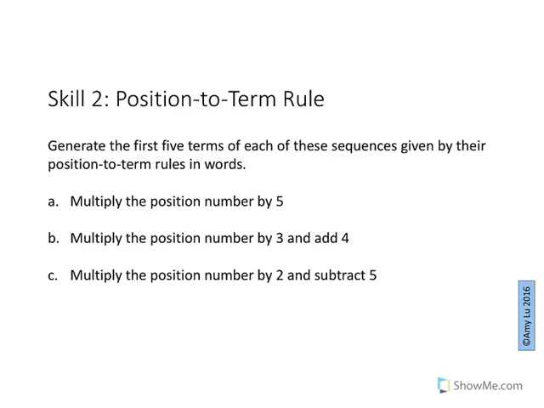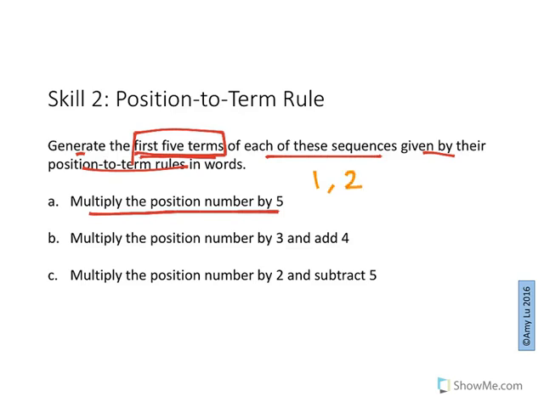Now that we understand position to term rule, we have to, in this problem, generate the first 5 terms of each of these sequences given by the position to term rule in words. So in A, you must multiply the position number by 5. So since we want to know the first 5 terms, you use position numbers 1, 2, 3, 4, and 5 to find out the first 5 terms of the sequence.